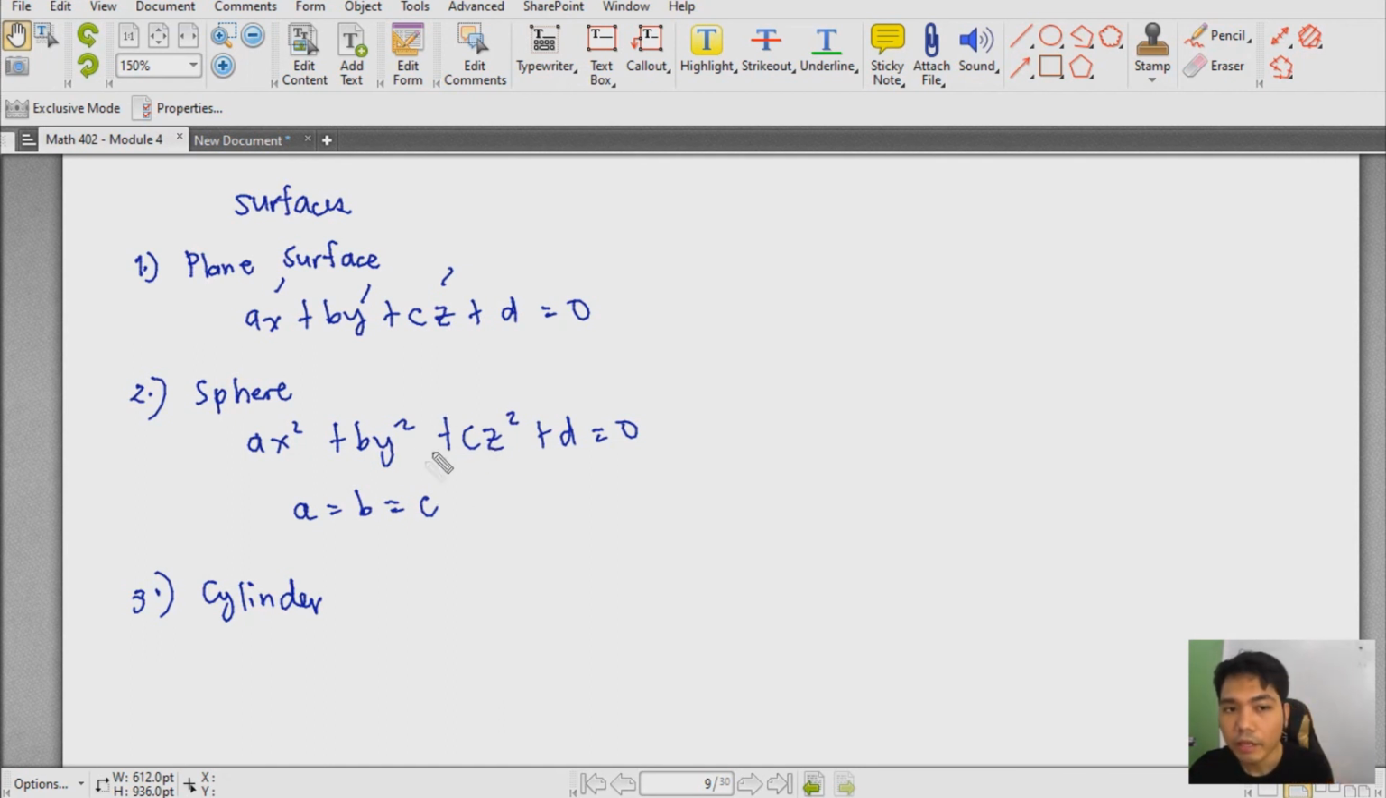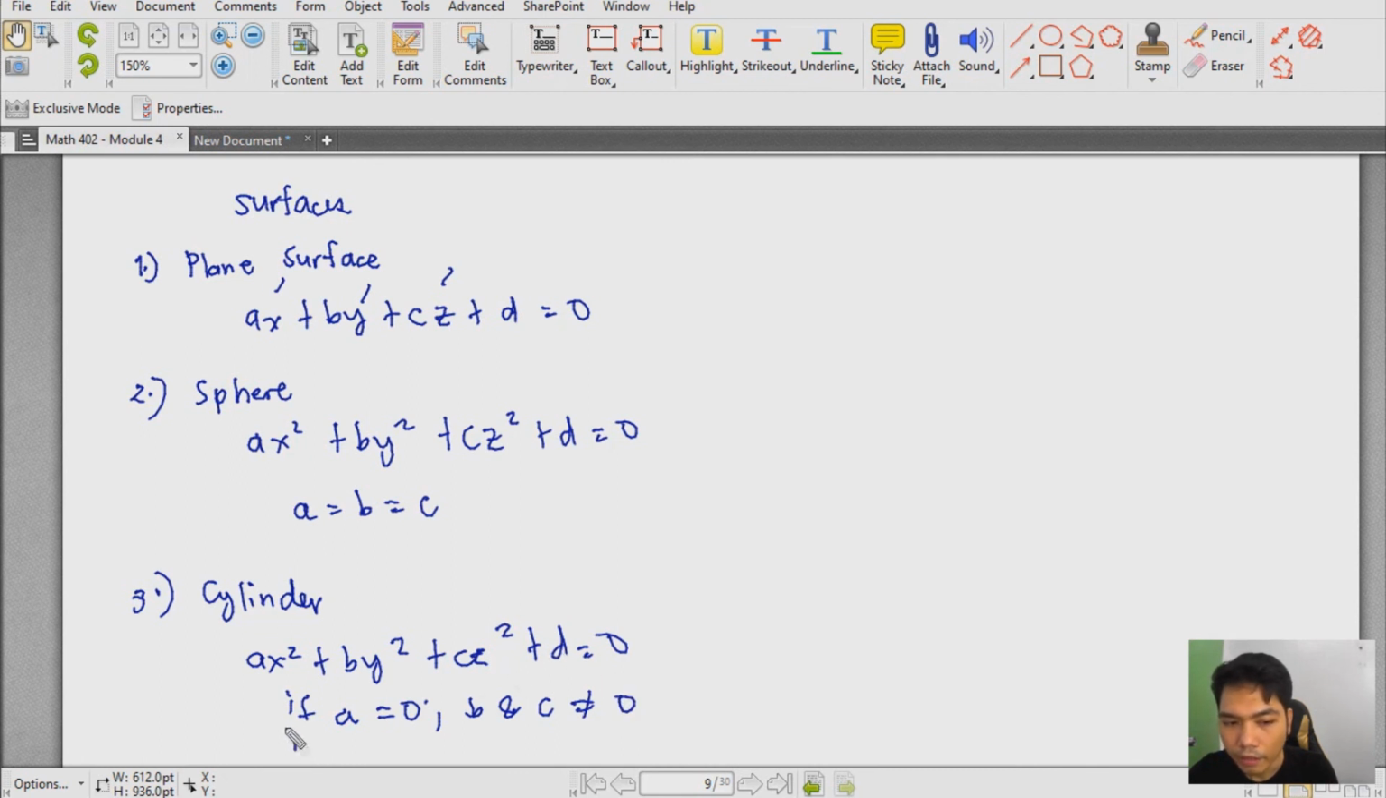So, pag cylinder naman, from the sphere, kapag ang isa nating coefficient is 0, so mawawala yung isang yun. So basically, the cylinder could be ax squared plus by squared plus cz squared plus d is equal to 0. Pero, we have to expect na if a is equal to 0, then b and c should not be equal to 0. If b is equal to 0, then a and c should not be equal to 0. And then, if c is equal to 0, then a and b should not be equal to 0. So, ito yung ating cylinder formula.